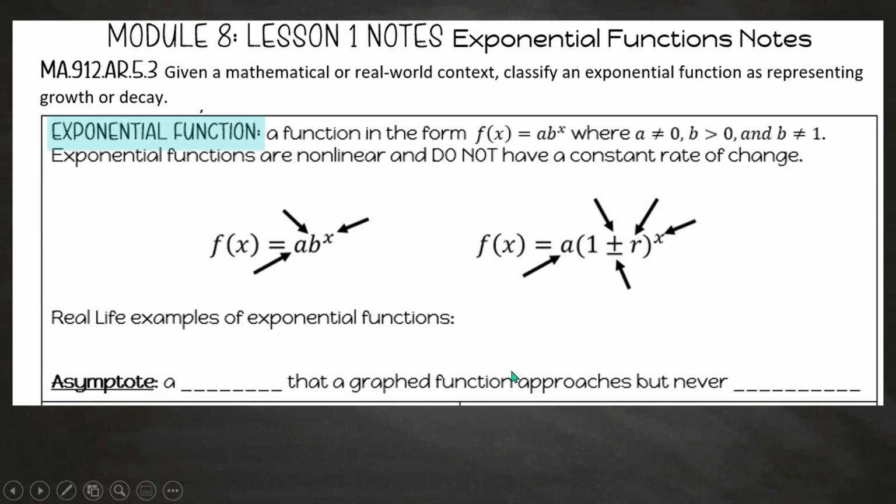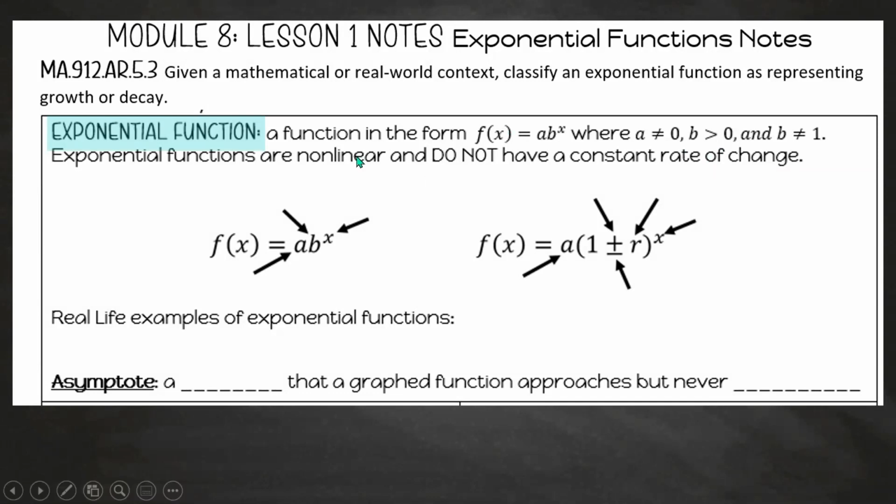An exponential function is a function in the form of f of x is equal to a times b to the power of x, where a cannot equal 0, because if a was equal to 0, then everything would just be equal to 0, because we're just multiplying. B, our b term, must be greater than 0, so that means it cannot be negative. And b also cannot be equal to 1, because 1 to any power is just 1, so that doesn't work either. So there are a lot of restrictions on exponential functions as far as what a and b can equal.